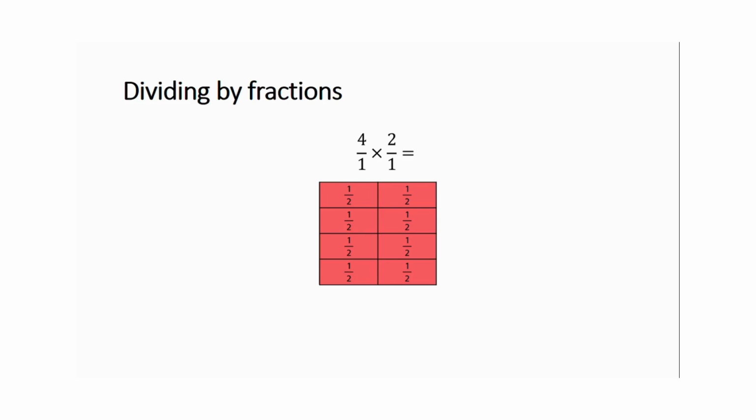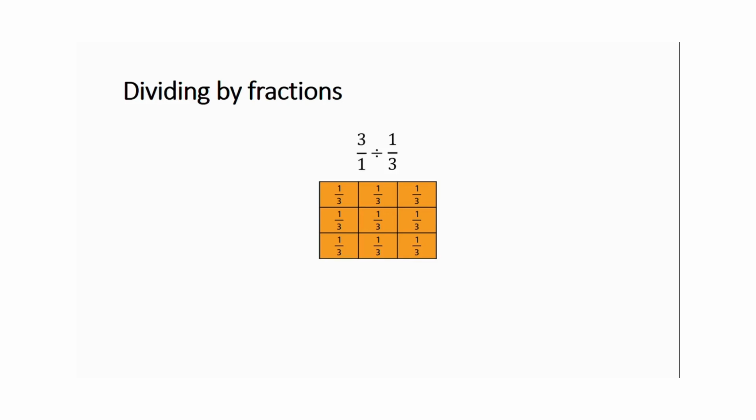And now you see 4 times 2 on the top is 8. 1 times 1 on the bottom is 1. And 8 divided by 1 is 8. So the math matches up with the visual representation. What about 3 divided by 1/3? So if we split them into thirds of a rectangle, it looks like there's 9.